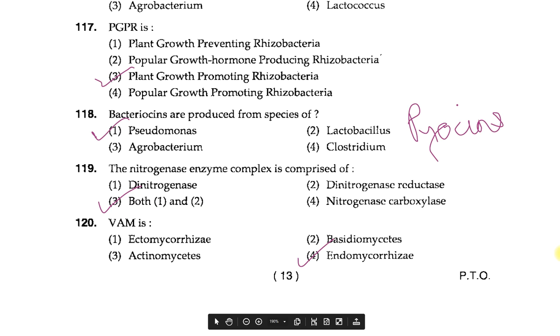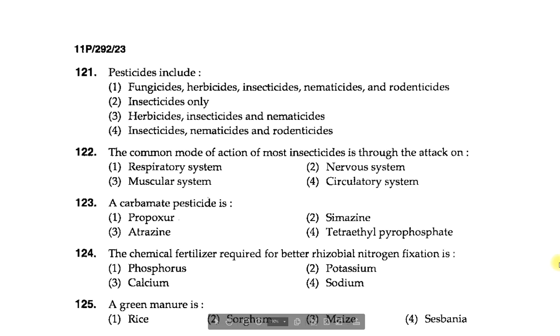Question number 121. Pesticides include 1. Fungicides, herbicides, insecticides, nematicides, rodenticides. 2. Insecticides only. 3. Herbicides, insecticides and nematicides. 4. Insecticides, nematicides and rodenticides. Here option 1, fungicides, herbicides, insecticides, nematicides and rodenticides, is correct.